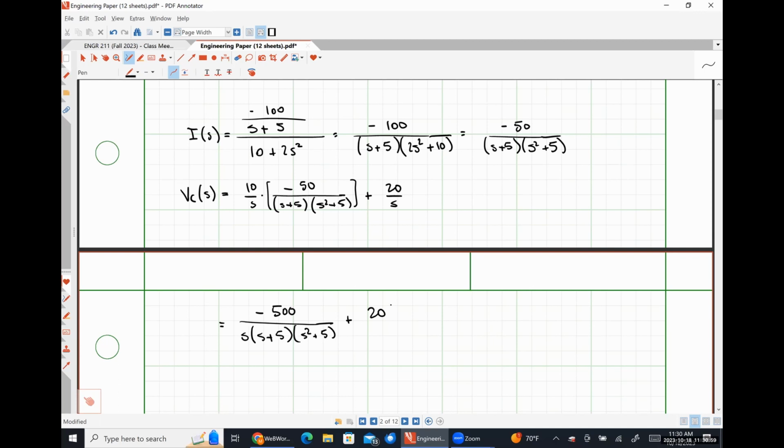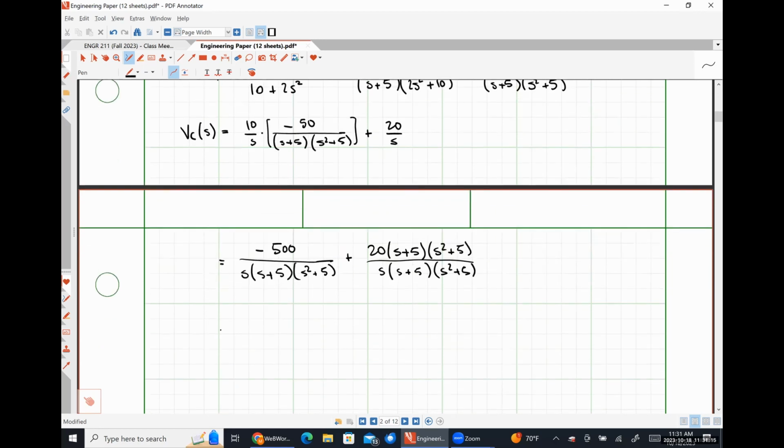plus 20 times S plus 5 times S squared plus 5, all divided by S times S plus 5 times S squared plus 5, allowing me to express this whole thing as 20 times S plus 5 S squared plus 5 minus 500 divided by S times S plus 5 times S squared plus 5.